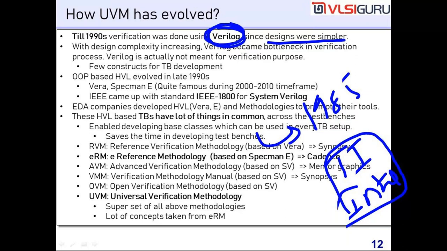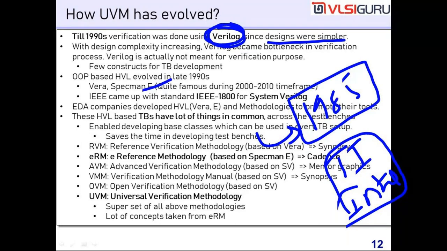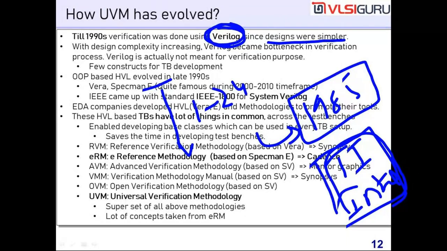And at that time, there were not such strict timelines. They could take a product and come out with it in 1-2 years. There was not so much competition. Whatever companies you see today, let's say Qualcomm, Nvidia, probably AMD, probably back then they didn't exist to my knowledge. So they were okay to release the product in 1-2 years, and that was very much manageable with Verilog.